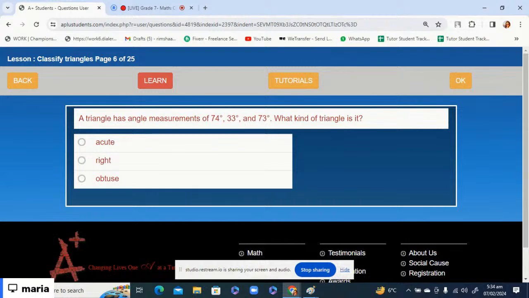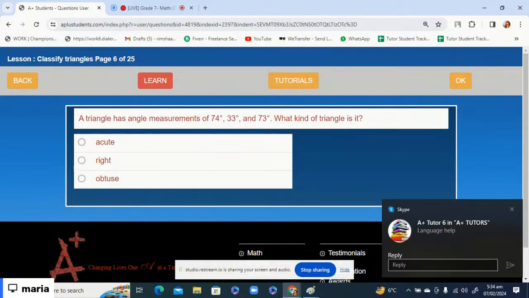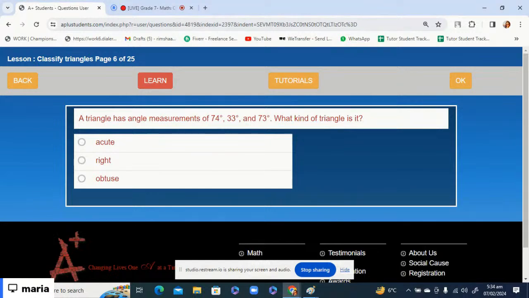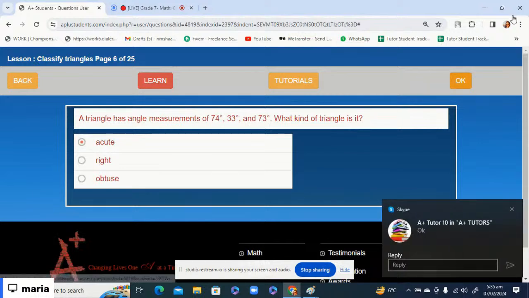Now, a triangle has angle measurements of 74 degrees, 33, and 73. What kind of triangle is it? All angles are different, and all angles are less than 90, because 74 is less, 33 is less, and 73 is less than 90. If the angles are less than 90, it's an acute triangle.